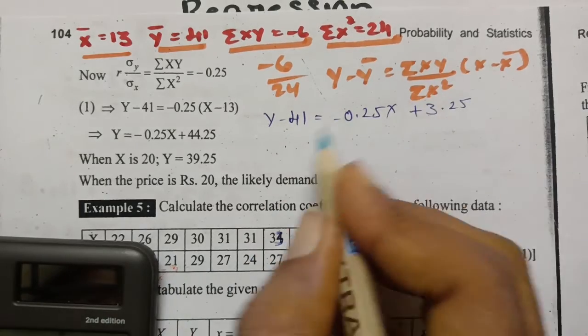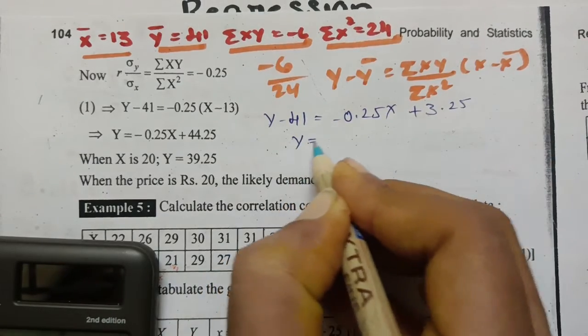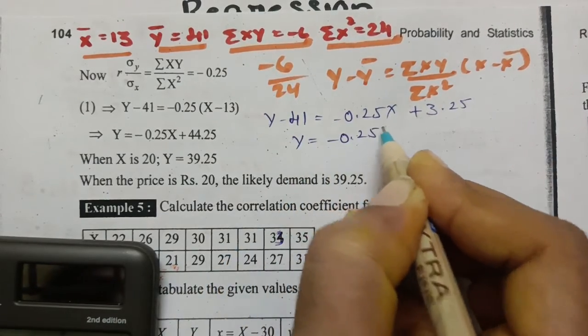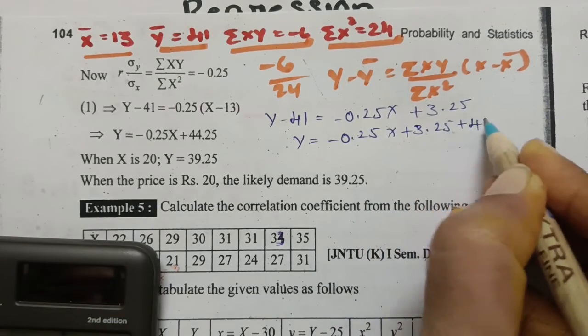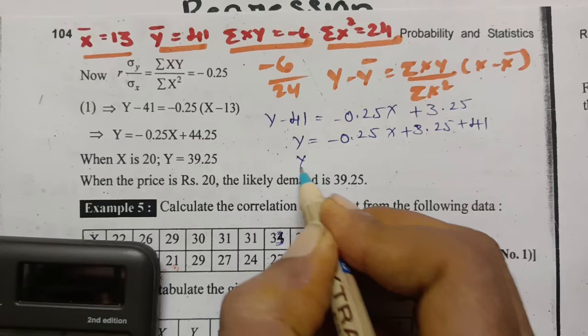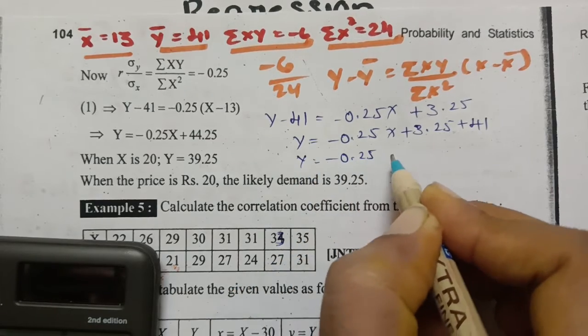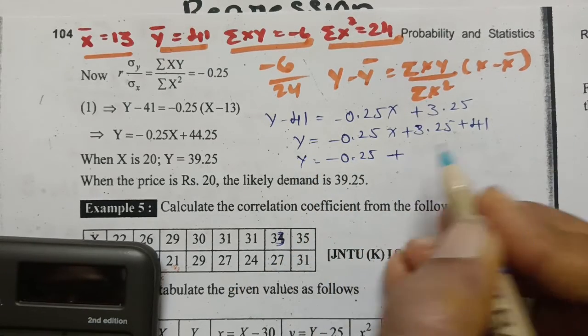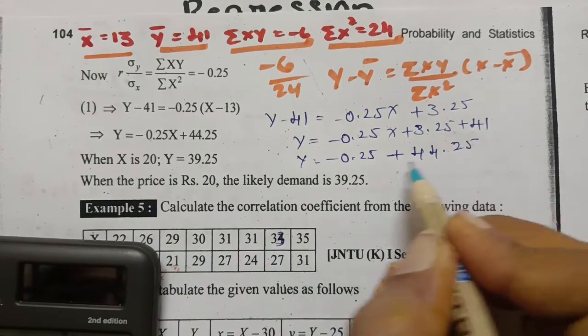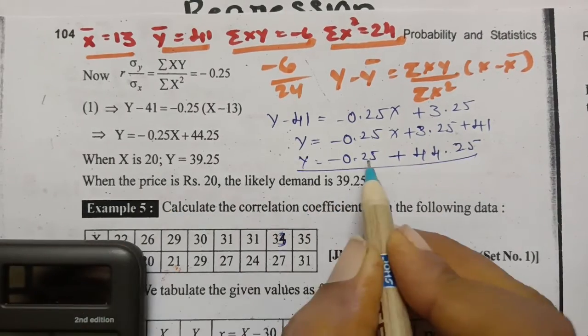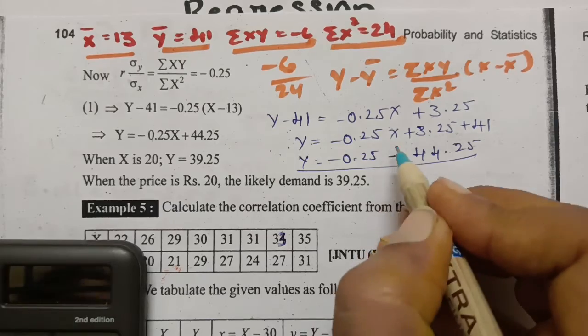So if I send 41 to the other side, this will be y is equal to minus 0.25x plus 3.25 plus 41. So y value is equal to minus 0.25x plus 44.25. So if I substitute 20 here, this is the x value.